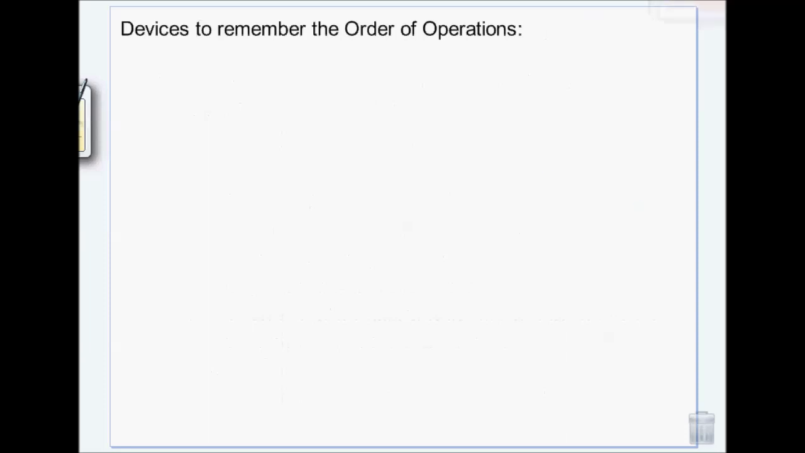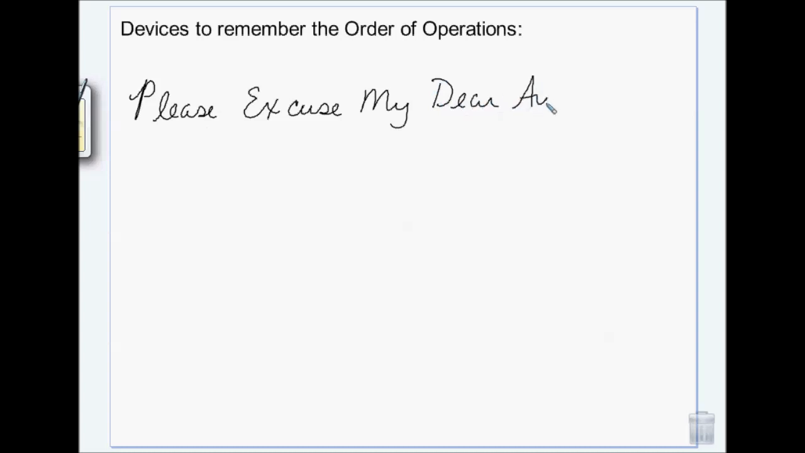So, old school. Please excuse my dear Aunt Sally. Apparently Sally has some issues. She needs excusing. Parentheses, exponents, multiplication, division, addition, subtraction. Now remember though, you don't have to do the multiplication before the division. You do those in order that they show up. It's just that multiplication and division have to come before addition and subtraction.